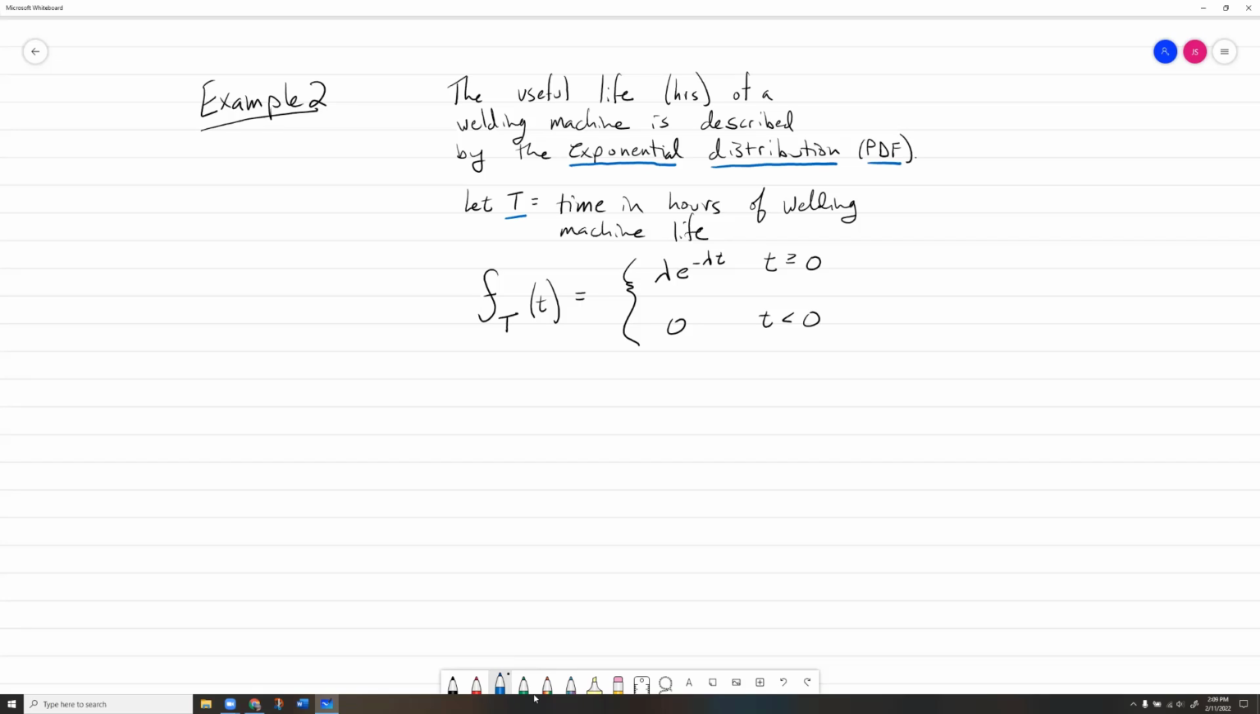So the PDF of the exponential distribution is lambda, which is a constant, times e to the negative lambda t. So little t is a particular time that we are considering, and this can tell us the probability of the machine working up to that point. So lambda, in this case, is 0.07, so that's a constant. Let's draw this distribution out.